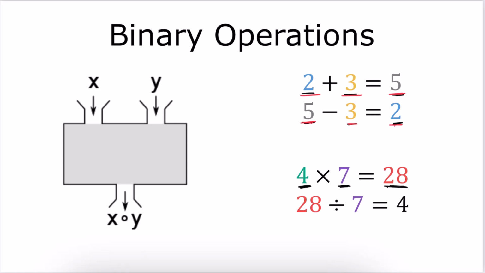And just like addition had an inverse operation, multiplication also has the inverse operation of division, because you can use division to undo multiplication. Like if I had 28 things and I divided them up into 7 groups, that would give me 4 things in each group. And so multiplication and division are inverse operations of each other.